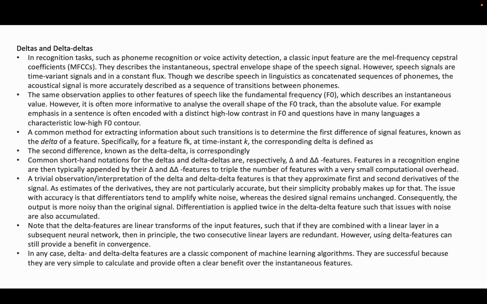So in this book, they talk about a common method for extracting information about transitions, which is to determine the first difference of signal features, known as the delta of a feature. So you have some feature f sub k taken at time instant k. The delta is basically the difference between k and k plus 1. The second difference is called the delta delta, and it's basically the difference of the difference. So features in a recognition system are appended by their delta and delta delta features. That gives you triple the number of features without much computational overhead.